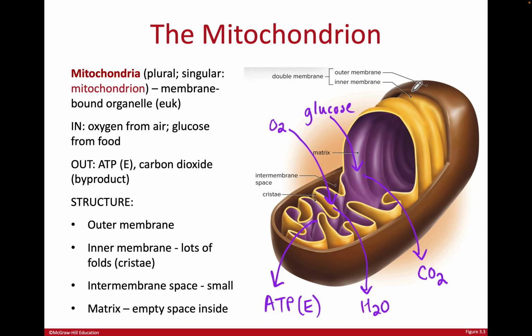You can see that it's a lot of folds of the membrane. So there's two membranes. We have the inner membrane and the outer membrane. And then we have lots of folds called cristae, or crista, singular. That's all these folds here. And then we have the matrix, which is the inside of the whole mitochondria, and this intermembrane space, which is the space between the inner and outer membranes. And we'll see why that's important.